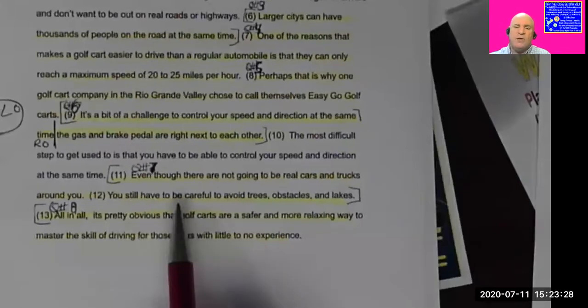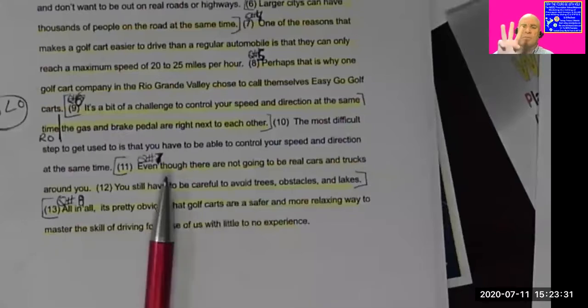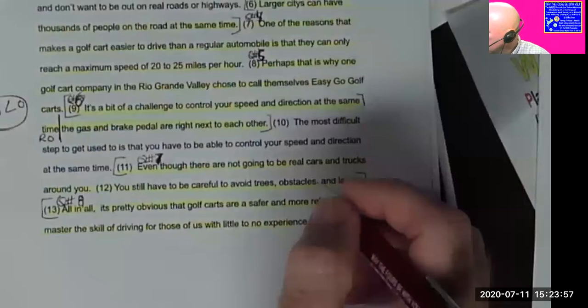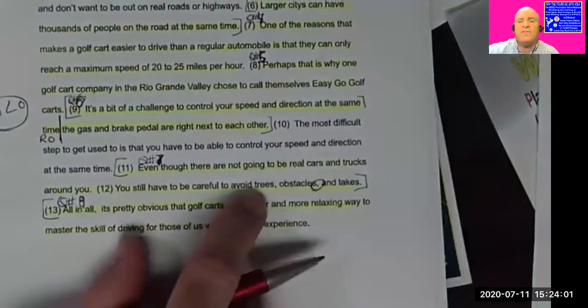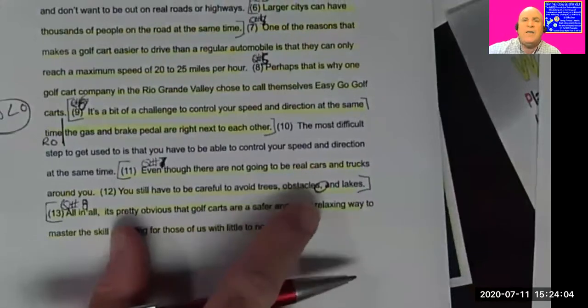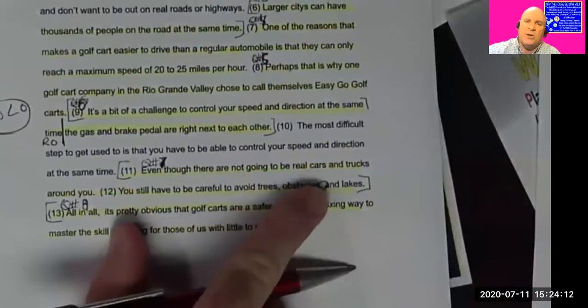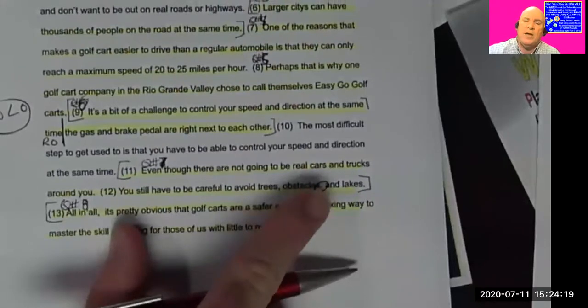Capital, you still have to be careful to avoid trees, comma, obstacles, comma, and lakes, period. And many of you ask me, Mr. MacDonald, are they ever going to test the comma that's before the fanboys in a comma in a series question? And the answer is no, because some writing programs teach that the fanboys can be the substitute for the comma, and some teach that you need the comma and the word and.